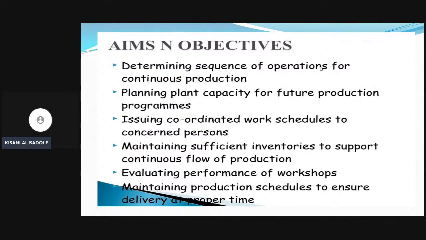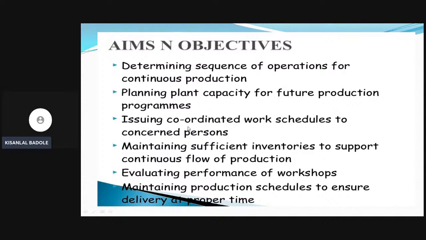Determine the sequence of operations for continuous production, which type of operation you require, and for that purpose you arrange all the machines. After that, plan plant capacity for the future production program. From the future point of view, you must plan production properly and prepare its program. In the case of CNC and DNC machines, you definitely require proper programming. According to this programming we give the demand, and the CNC and DNC machines manufacture any production easily.